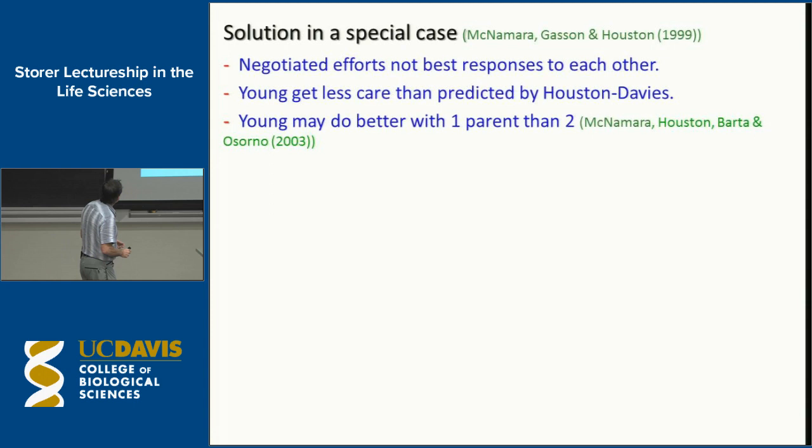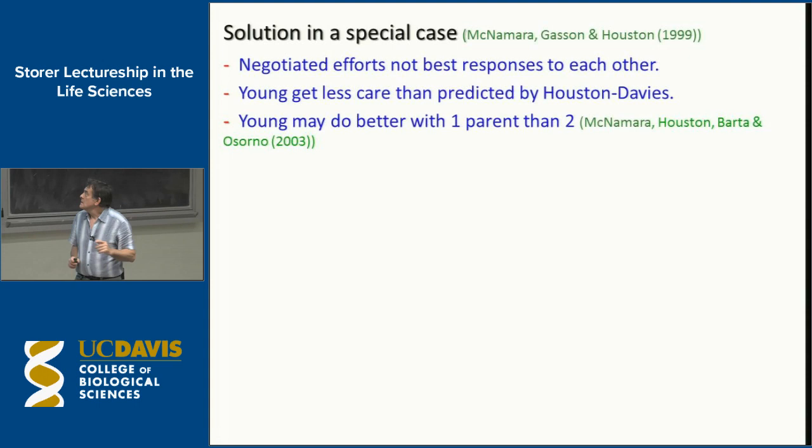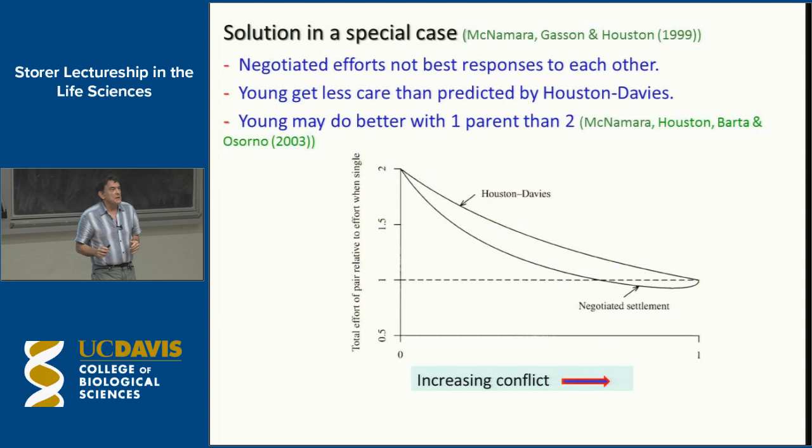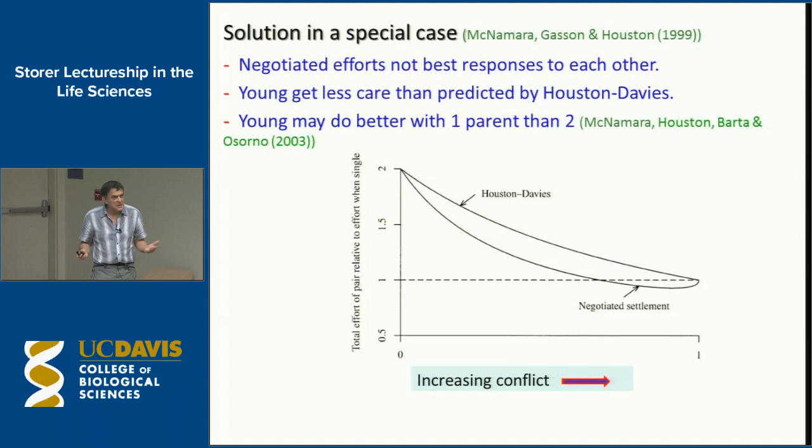In fact, young get less care than predicted by Houston-Davis. They're less cooperative still if they respond in real time to one another. And actually, you can have an extreme case where the young may get less care if there are two parents than if there is one, because each of them is trying to negotiate the other to put in the effort.